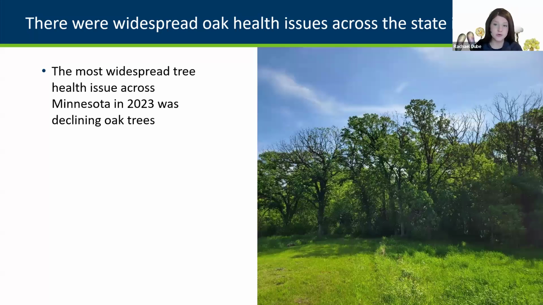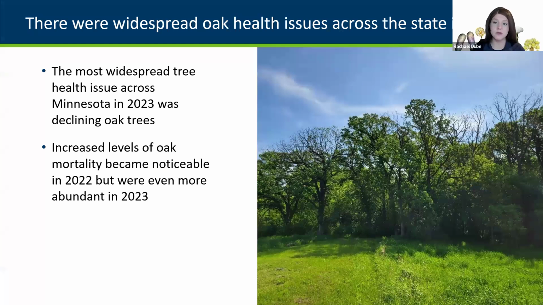And we saw increased levels of oak mortality really becoming more noticeable back in 2022, but they were even more abundant in 2023. We believe that this was in large part incited by the exceptionally dry conditions in 2021 and then in 2023 in many parts of the state, and after that drought, the subsequent increase in opportunistic pests and pathogens. And we did see a number of declining oak stands.